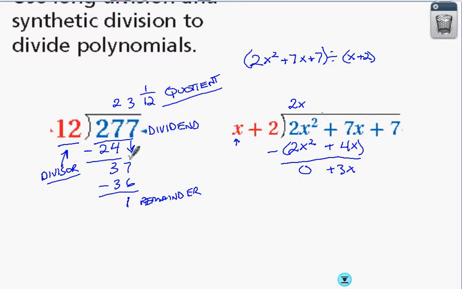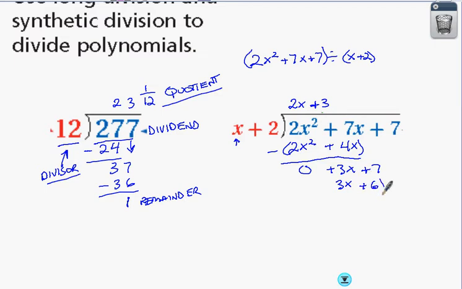And just like we did with the numbers here, we're going to bring down our next term. So we're going to bring down the 7. Okay? And then I'm going to repeat the process of the questioning. So I'm going, well, what would I have to multiply x by in order to get 3x? And the answer would be 3. So I'll put 3 in the quotient position. And now I'm going to do the multiplication of both terms again by the divisor. So we're going to multiply x times 3 and get 3x. We're going to multiply 2 times 3 and get 6.